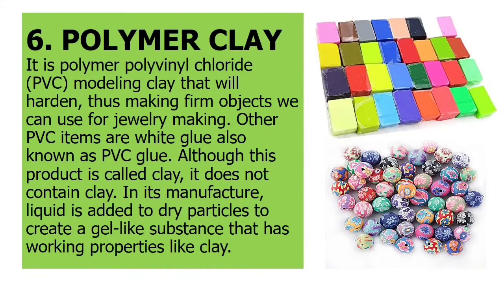6. Polymer clay. It is a polymer polyvinyl chloride, a modeling clay that will harden, thus making firm objects we can use for jewelry making. Other PVC items are white glue, also known as PVC glue. Although this product is called clay, it does not contain clay. In its manufacture, liquid is added to dry particles to create a gel-like substance that has working properties like clay.